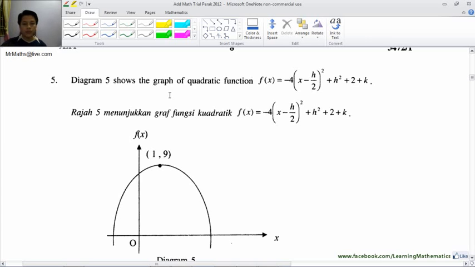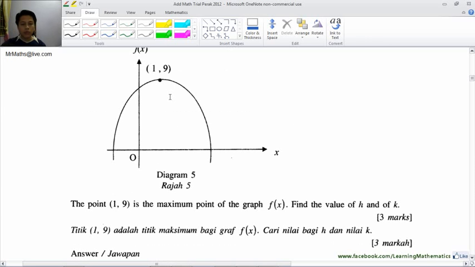So what is required? The point 1, 9 is the maximum point of the graph f(x). Find the value of h and the value of k.